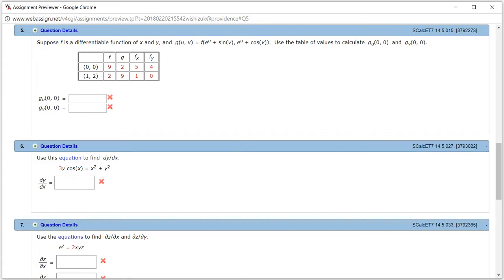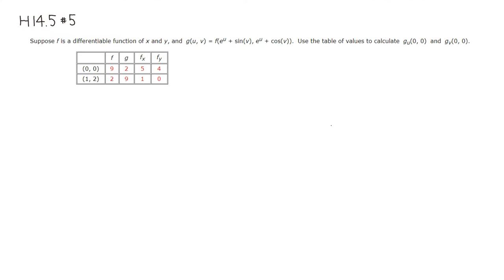Alright, let's look at homework 14.5, problem number 5. We have g of u, v given here, and we want to find the partial derivative of g with respect to u, and the partial derivative of g with respect to v. Alright, so let's do that.